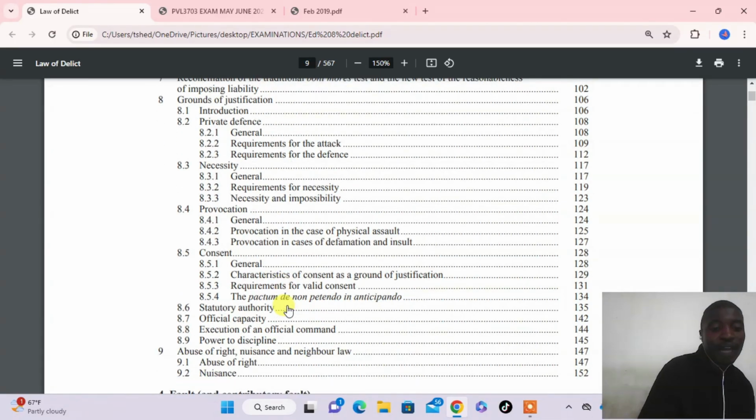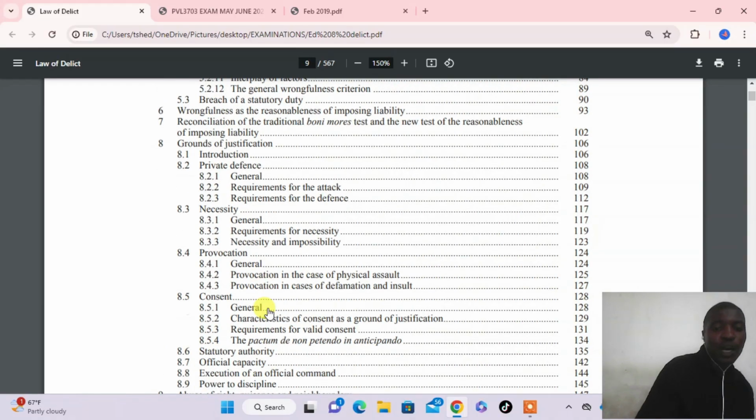Then we have another one, which is statutory authority, official capacity, execution of an official command, and power to discipline. All of those we are going to deal with. So let's try to answer some questions that we may find based on private defence, provocation, and necessity. I told you, private defence is when you are defending yourself from imminent danger. It means that when there is no imminent danger, it's not private defence.